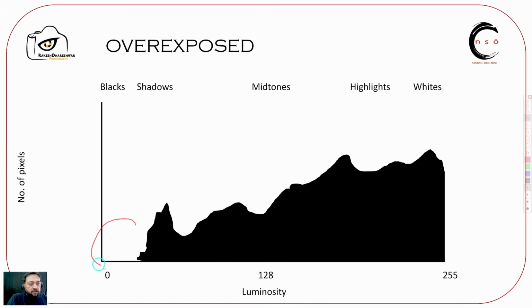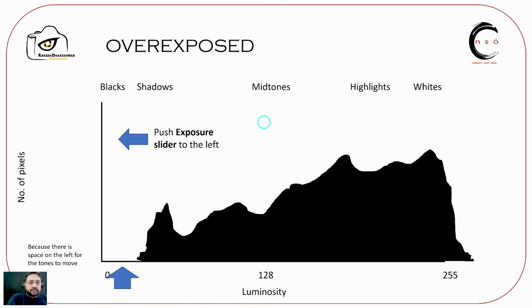We have space on the left, but here is somewhere we've clipped the whites. It's gone beyond the histogram, or it's gone beyond 255, and hence we use the exposure slider to move everything to the left. Similar to what we saw in the underexposed histogram, where we use the exposure slider to move to the right. This is exactly what the exposure slider will do when we have a minus compensation, or a minus value, or we move the slider to the left.